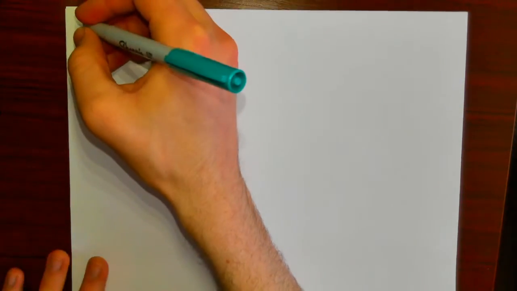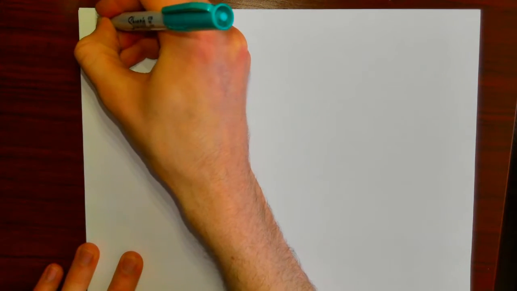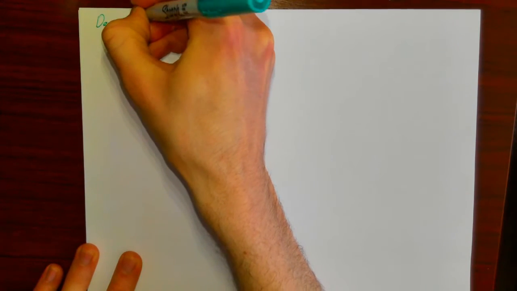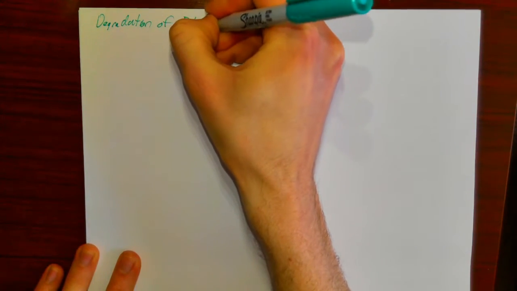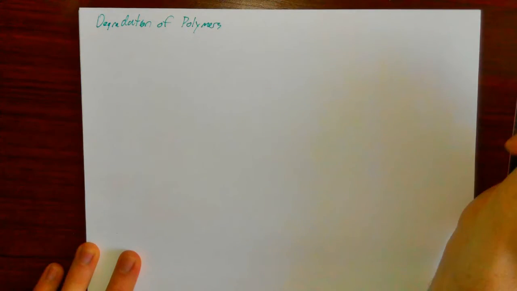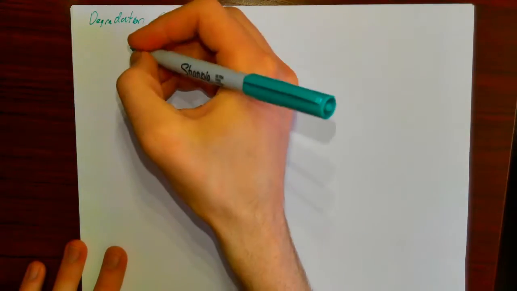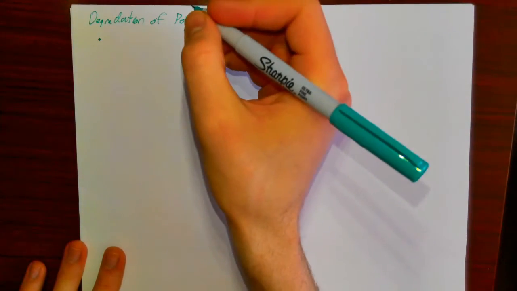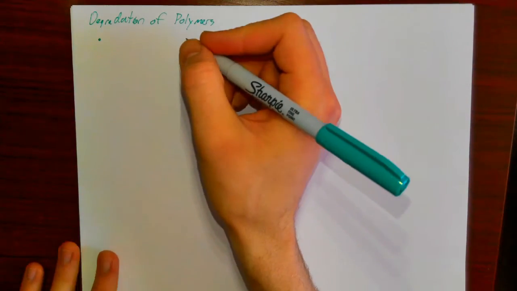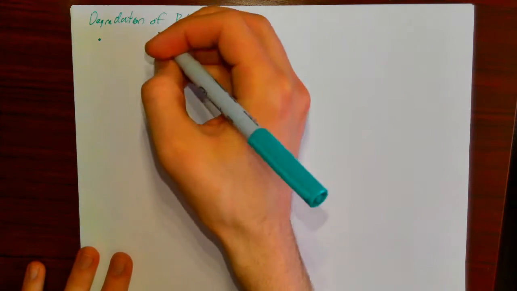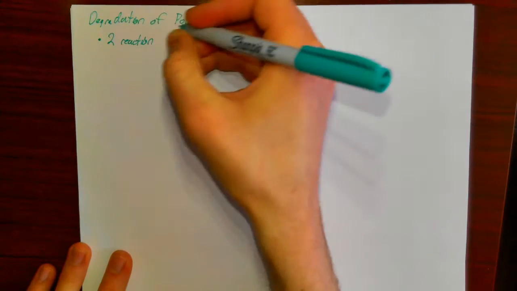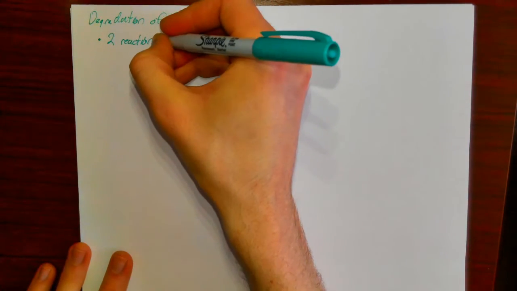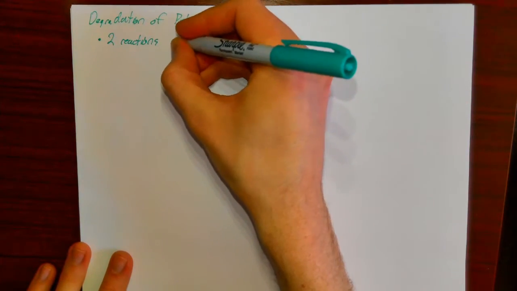Welcome to Biomaterials. What are we going to talk about today? Today we're going to talk about degradation of polymers. And we're going to break up this lecture into a few parts. So first, we're going to talk about the two reaction types that lead to degradation. Or the two reaction processes, the two reactions of degradation.